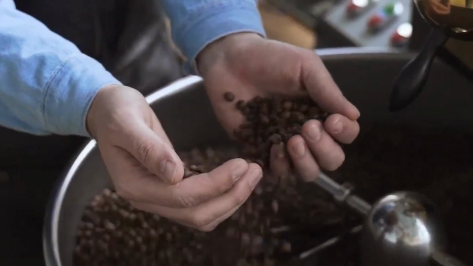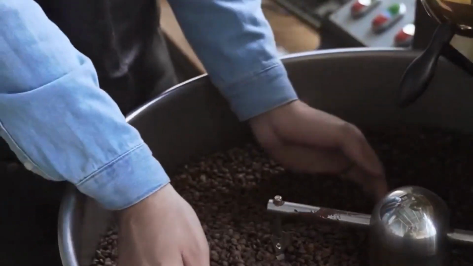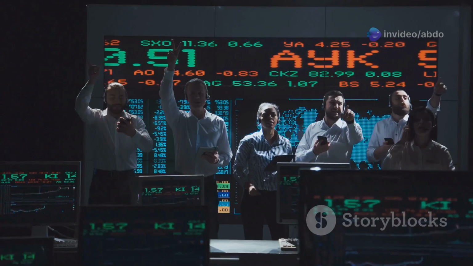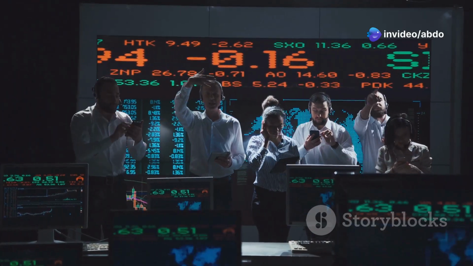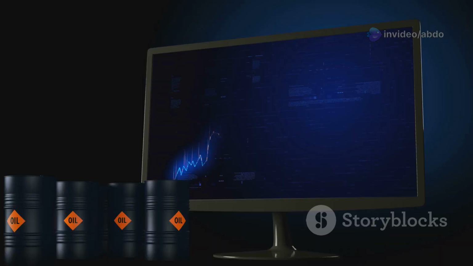Imagine agreeing to buy a certain amount of coffee beans at a predetermined price in 3 months. If the market price of coffee beans rises above the agreed-upon price, you profit. If it falls, you incur a loss.